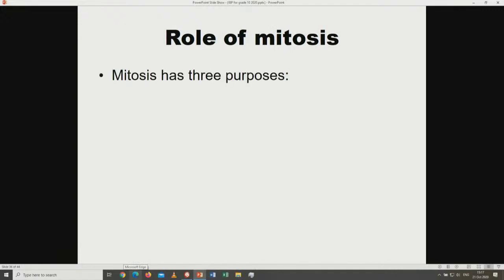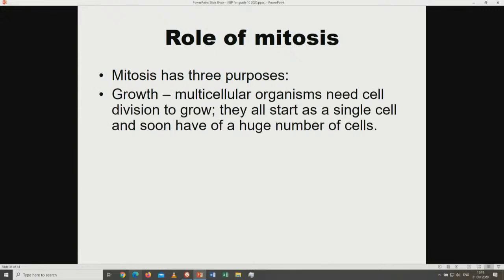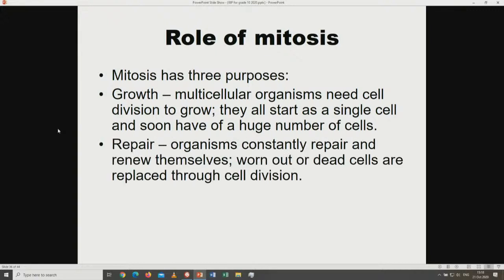Now, the role of mitosis, or the importance or the significance of mitosis. Mitosis has three important purposes. Mitosis is very important in growth, as multicellular organisms need cell divisions to grow. They all start as a single cell and soon have a huge number of cells. This is because of mitosis.